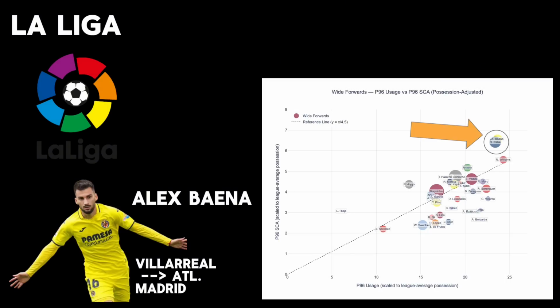Baena is likely going to have the opportunity to take a major role in their attack, especially with Antoine Griezmann in his age 34 season, getting ready to take a step back. Next is Everton's signing of Villarreal's Tierno Barry.